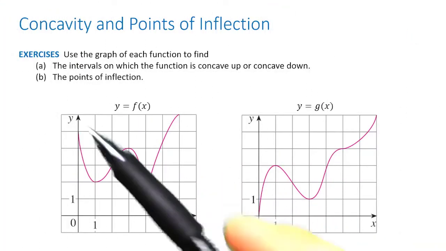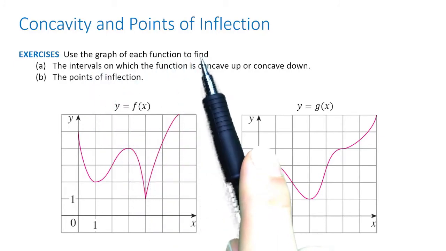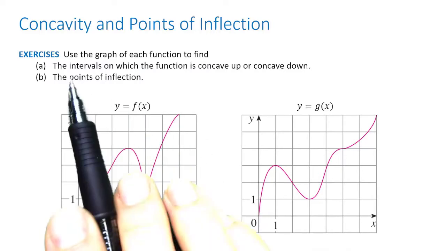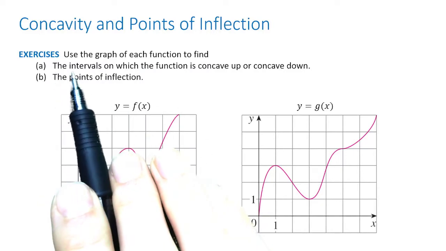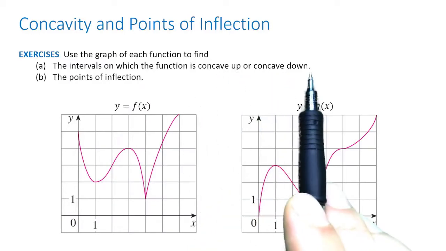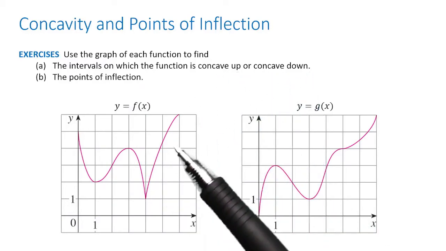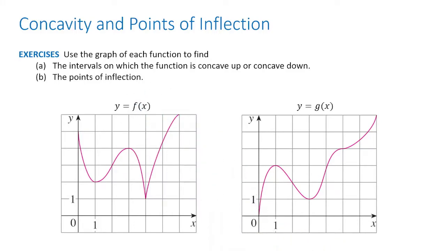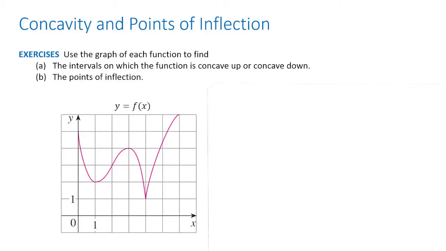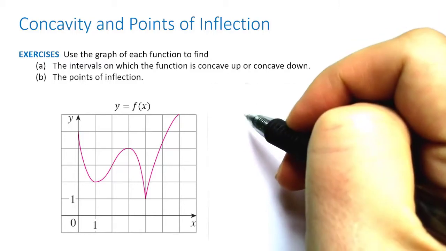Okay, so let's look at some examples. Use the graph of each function. We've got a function f and a function g here, and we've seen these in the previous videos. But in this video, we're going to be looking at the intervals on which the function is concave up or concave down. So we're going to be thinking about concavity. Let's look at this function f, and I'm going to cover up g, and we're going to write down the intervals for concave up and concave down.